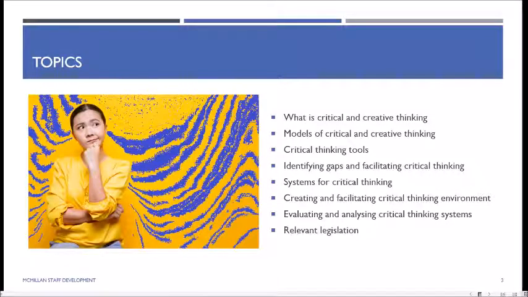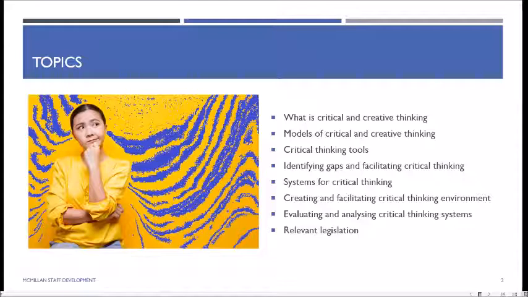And if I look at the topics that we're going to cover, there are 8 key topics around this unit. What is critical and creative thinking? We'll look at that first. We'll break it down. What's critical thinking and what's creative thinking, and how do the two correlate with each other?